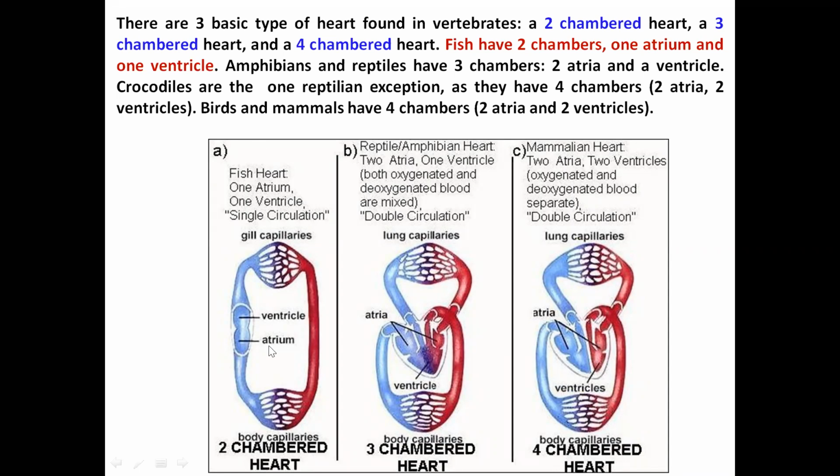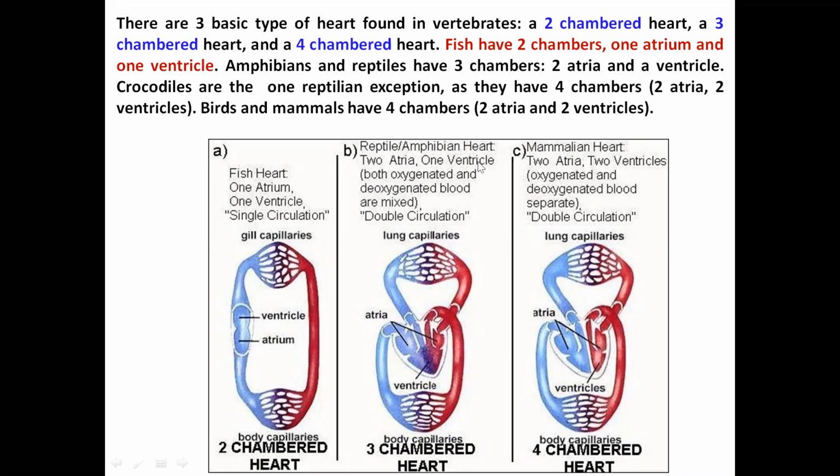The fishes have the most primitive type of heart found in the vertebrates. It is basically two chambered, with one atrium and one ventricle. A very peculiar character of the fish heart is that it only carries deoxygenated blood, venous blood. That is why the fish heart is also known as a venous heart, because the two chambered heart of the fish always has deoxygenated blood.